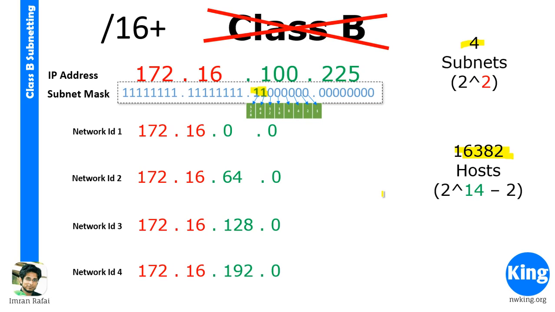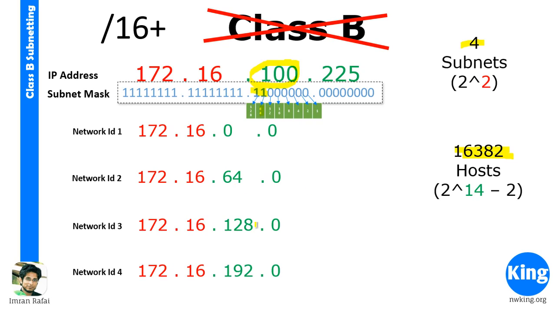How do we get the next or subsequent network IDs? We know we need to add the place value of the last bit. The place value of the last bit is 64. Where is the last bit? It's on the 3rd octet. So we need to add 64 to the 3rd octet. So it's 172.16.0.0.